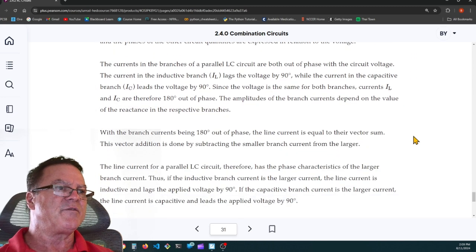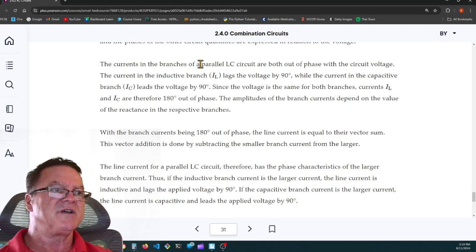The current in the branches of a parallel LC circuit are both out of phase with circuit voltage. The current in the inductive branch lags the voltage by 90 degrees, while the current in the capacitive branch leads the voltage by 90 degrees. Since the voltage is the same for both branches, currents IL and IC are therefore 180 degrees out of phase. The amplitudes of the branch currents depend on the value of the reactance in the respective branches.